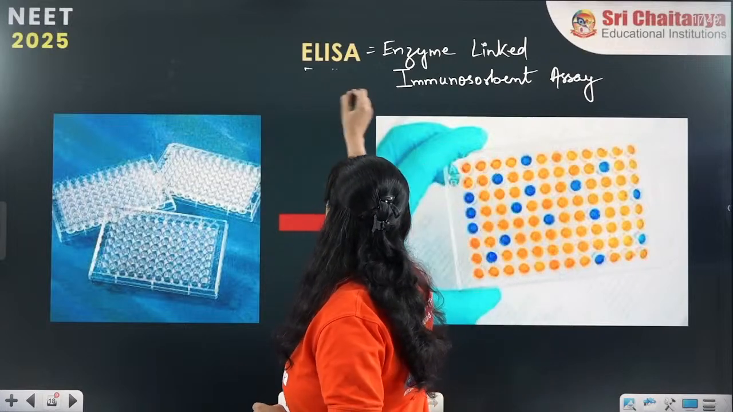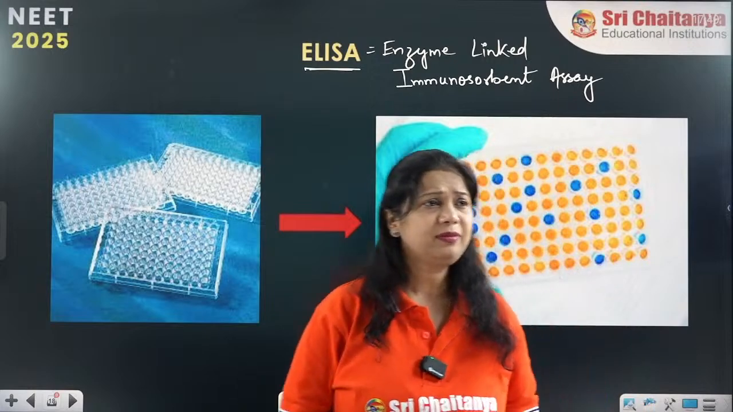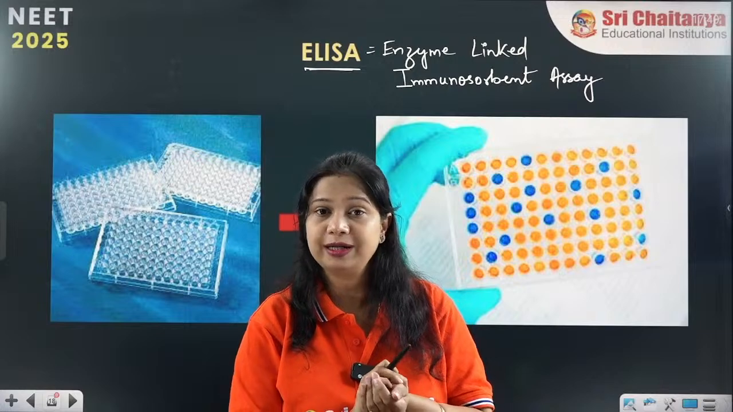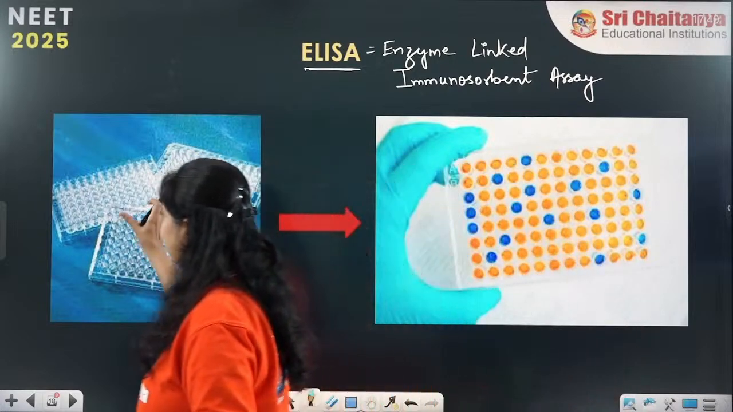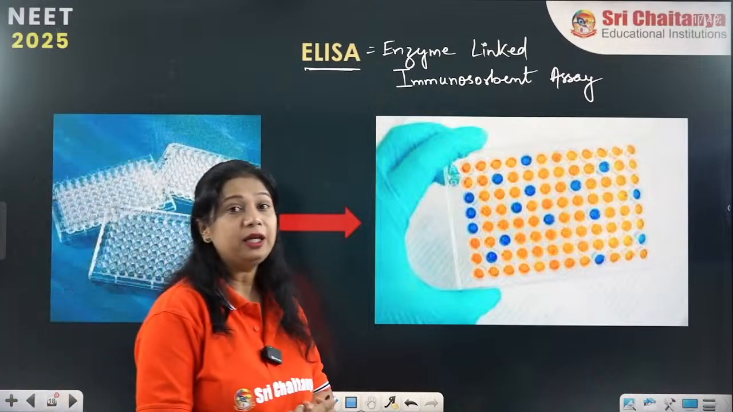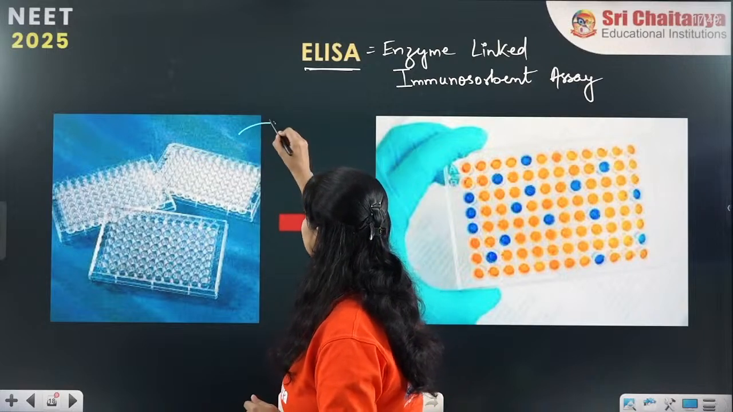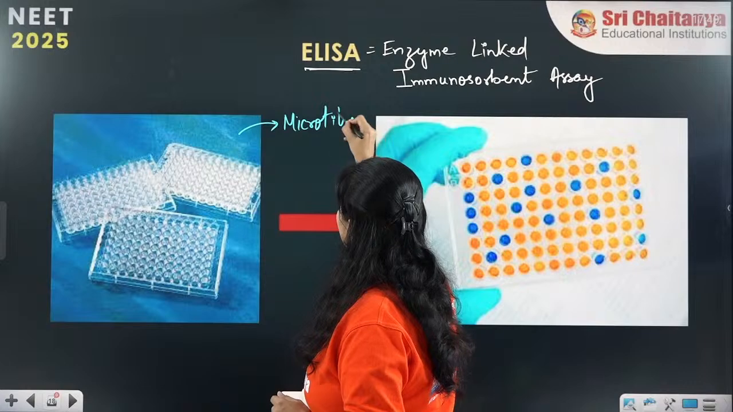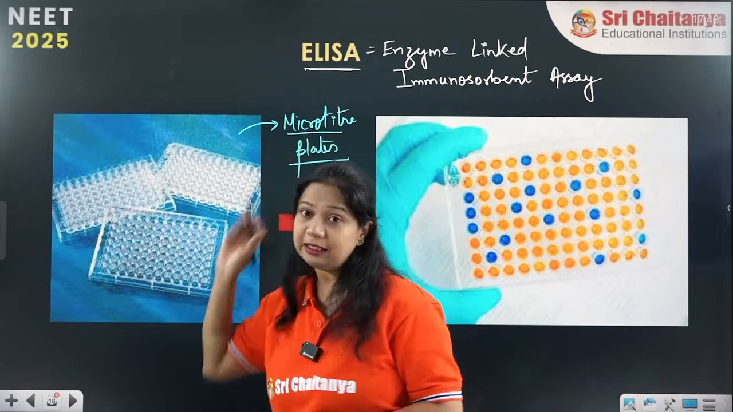So now it is the ELISA, enzyme linked immunosorbent assay. Now what is this enzyme linked immunosorbent assay? In this process, we take plastic, or we can say microtiter plates. These are called microtiter plates. You are going to see them later. So these microtiter plates are used for the process of ELISA.